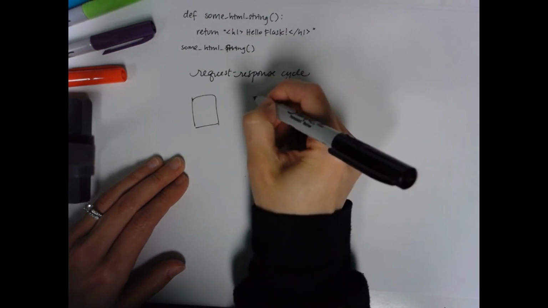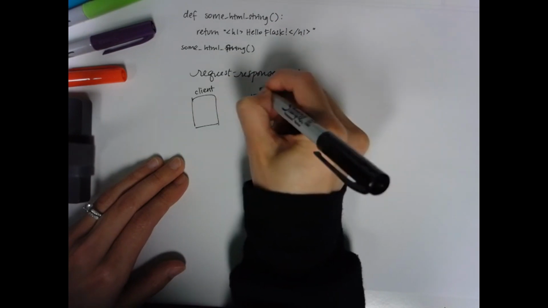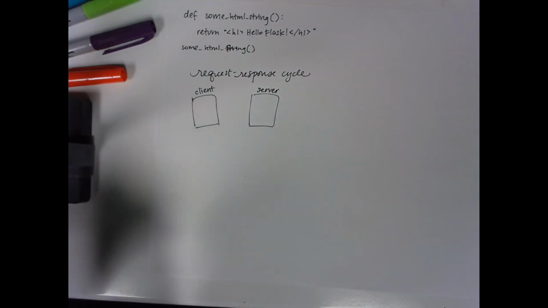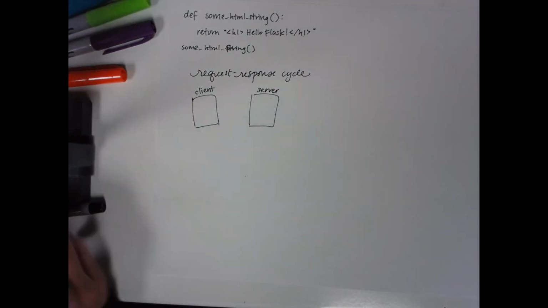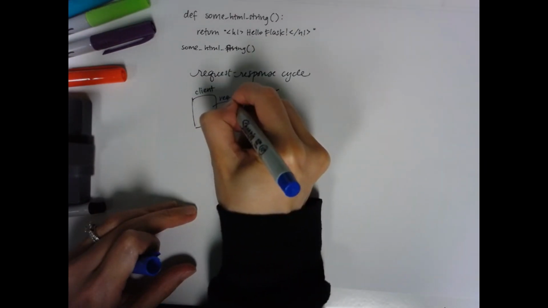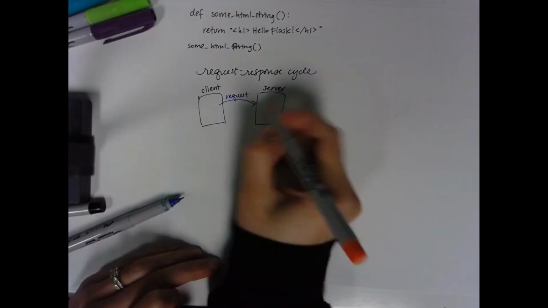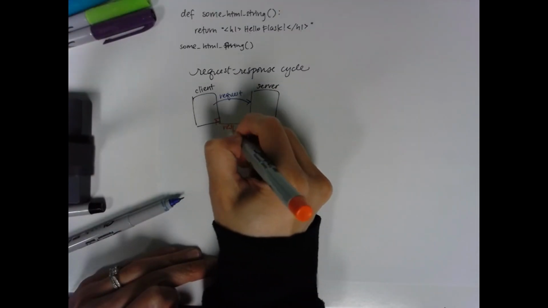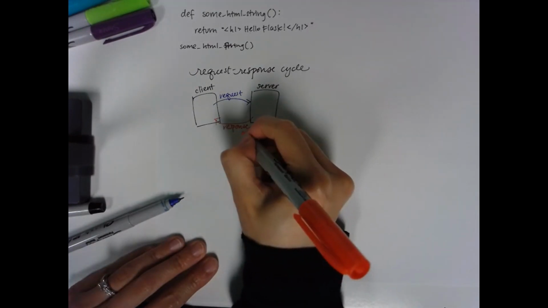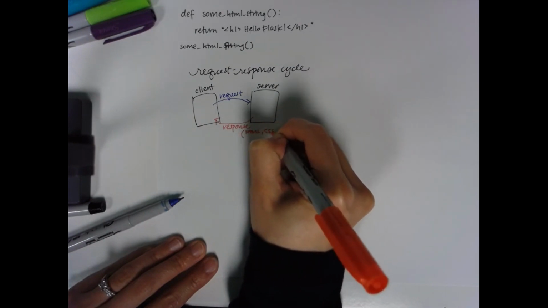So in coding terms, in the request response cycle, we have clients, and we have the server, and this is what we'll be writing, the server. But the way it works is that a client makes a request, and the server will return a response. And typically this is going to be some combination of HTML, CSS, and JavaScript.